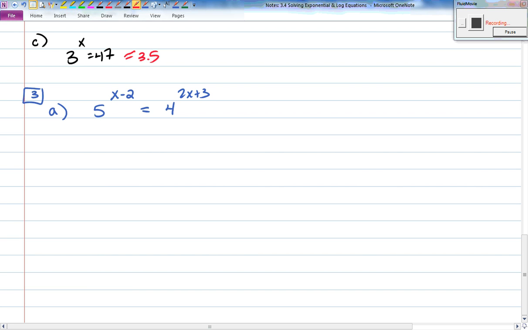So the way that we get ourselves out of this is we have to use the change of base formula, but since we can use any base that we want, I'm going to take the natural log of both sides. I could take the log of both sides, doesn't matter, but natural log is shorter keystrokes. So here's what I mean by that. I'm going to take the natural log of 5 to the x minus 2 equals the natural log of 4 to the 2x plus 3. If I take the natural log to both sides of my equation, I still hold true to my exponential as I started with.